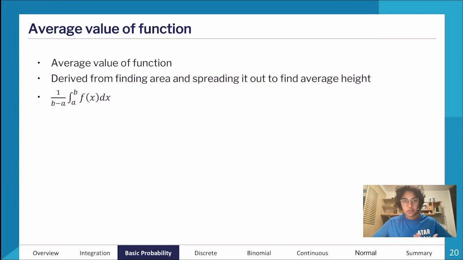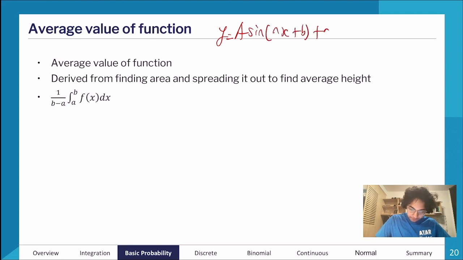Another application of an integral is to find the average value of a function. You might have heard the term average value pop up with sine and cosine functions. So if I have a sine or cosine function that looks a bit like this, a lot of you already know that the period is equal to 2 pi on n, the amplitude is a, and the plus c is what we call the center, or it's also known as the average value of the function.